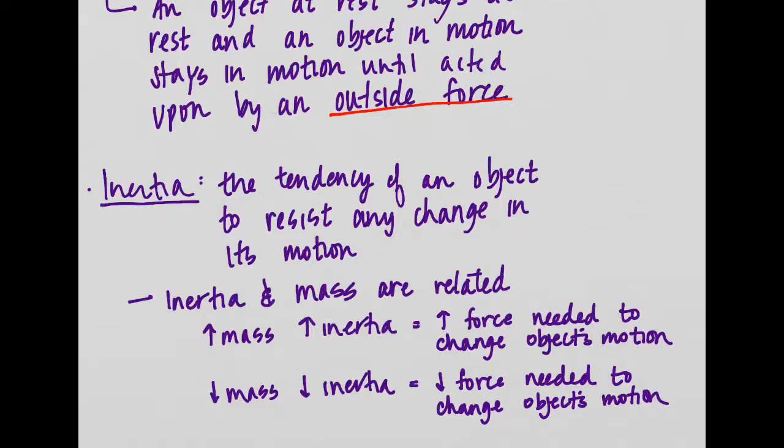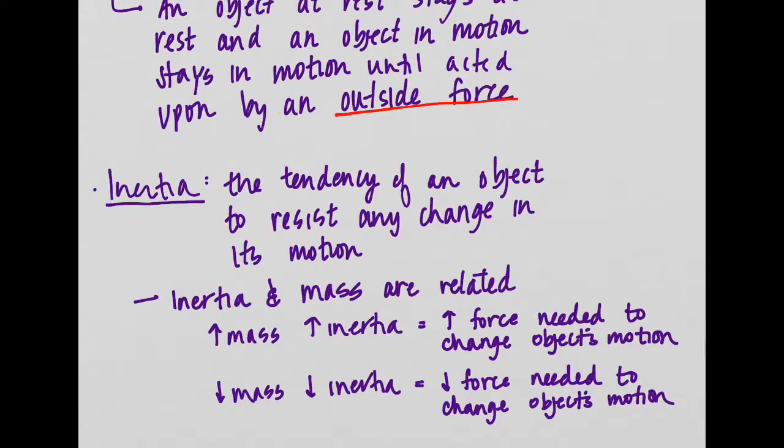Remember, inertia is the tendency of an object to resist change in its motion that it already has. So it could be the resistance to starting motion. So if something is at rest, it's the resistance to starting motion, and if something is already moving, it's the resistance to stopping. Remember that mass and inertia are related. As mass increases, so does inertia, and as mass decreases, so does inertia. So this is a direct, or directly proportional, relationship between these two.